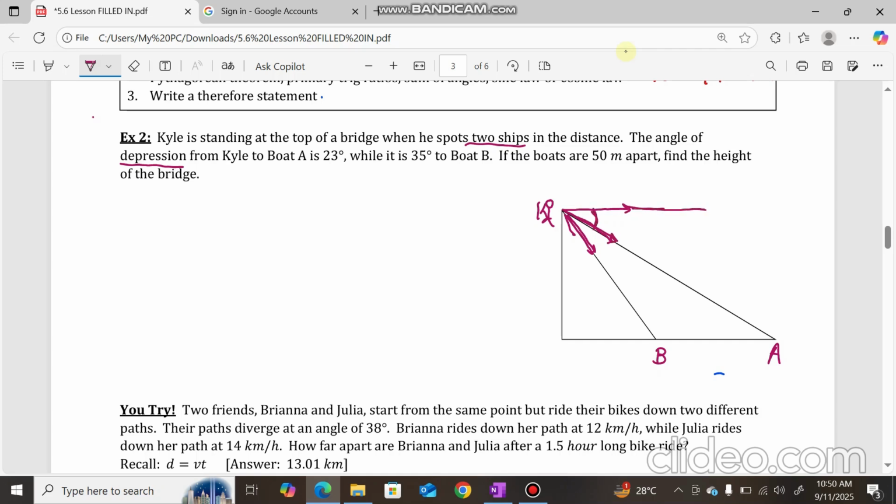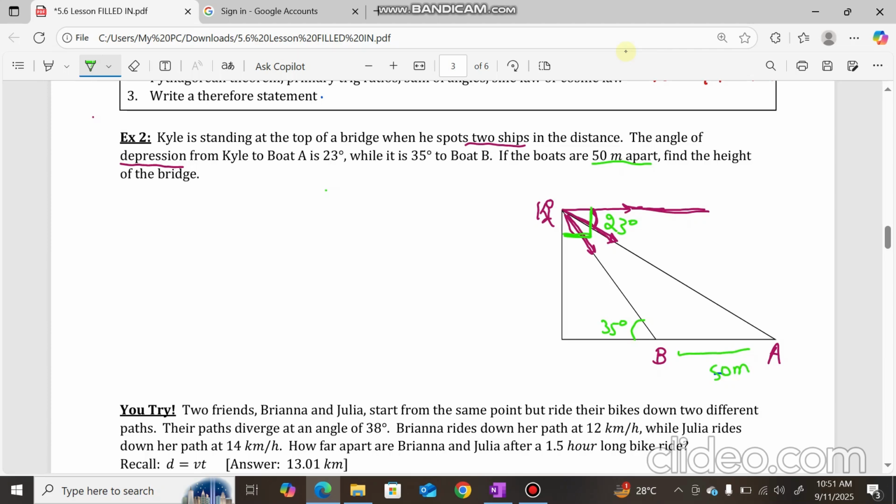So this is a long straight line over there, and also one more thing, the total angle over there is 90 degrees. The angle of depression at A is 23, and that means there is 23 degrees, while it is 35 at B. So here is B, it is 35 degrees, and the distance between the boats is 50 meters, so this one is 50 meters, and we have to find the height of the bridge.